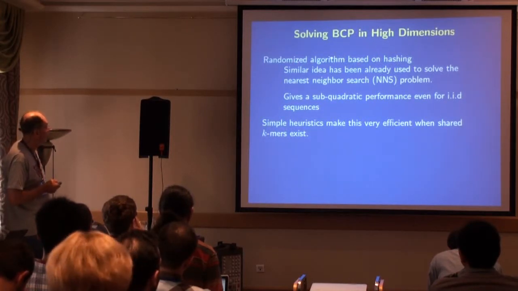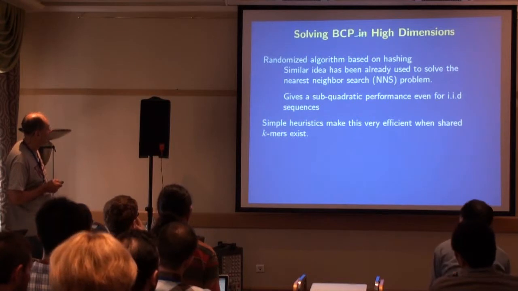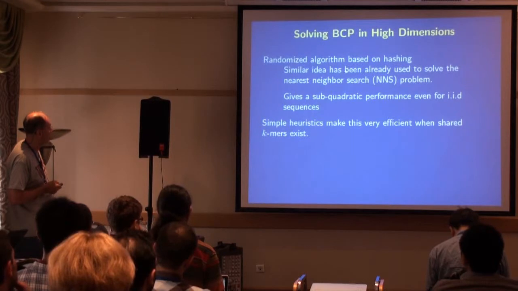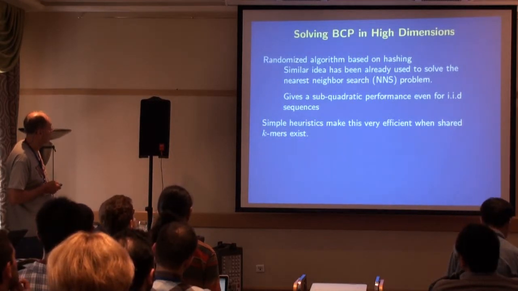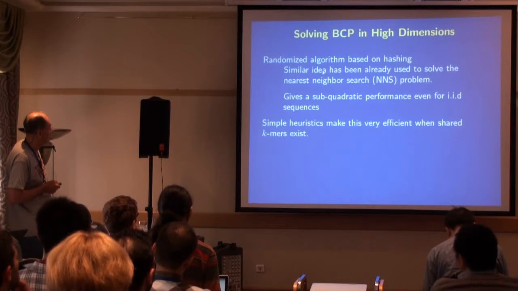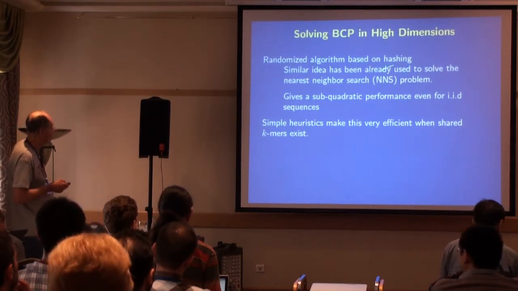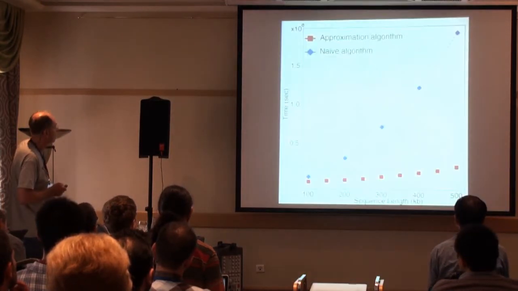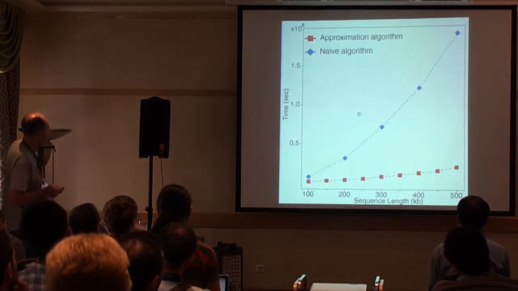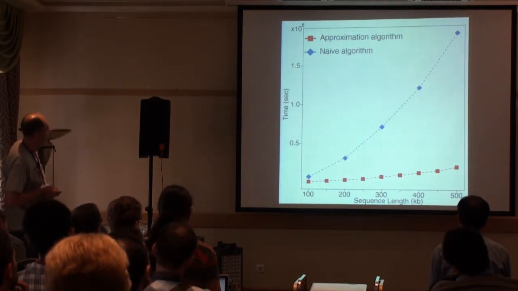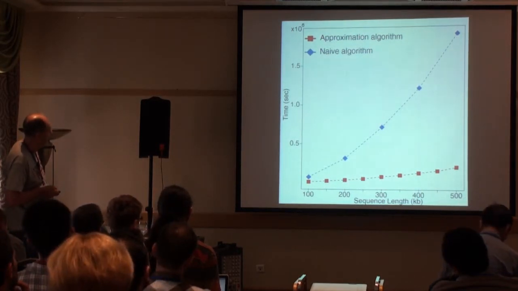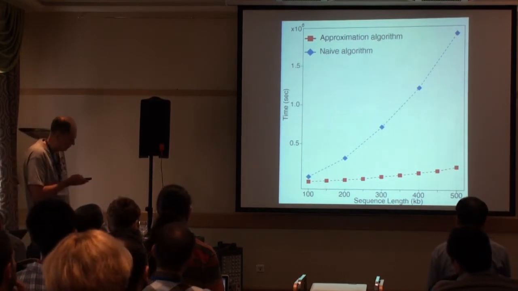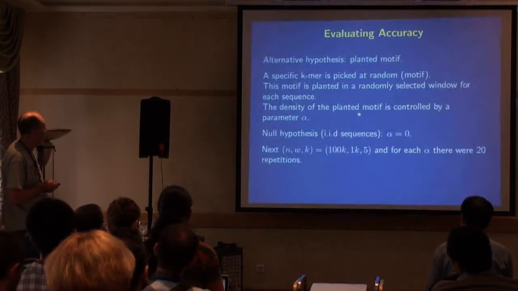This method that I'm referring to uses hashing and has already been used around computer science. So how much faster does this go? This is the naive algorithm, the n squared algorithm, and this is the approximation algorithm. So it goes up quite a bit less. Thank goodness. How accurate is it?